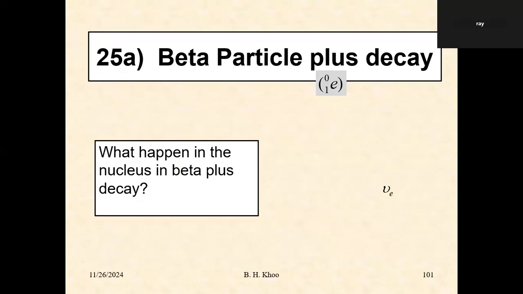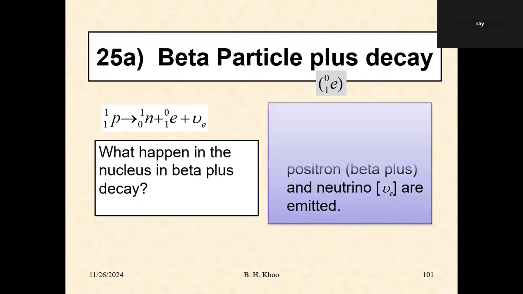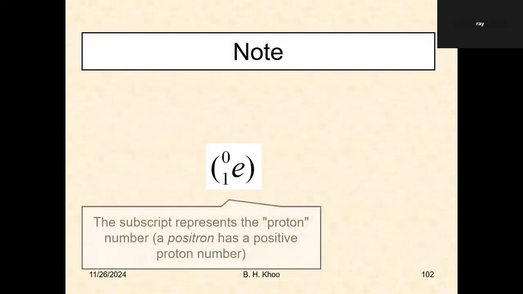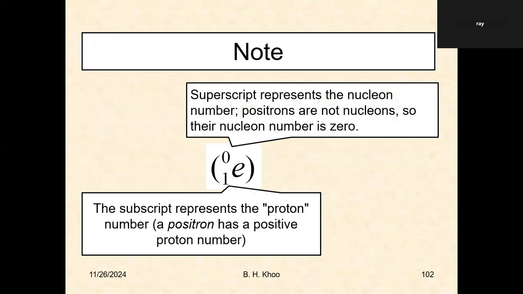What happened in the nucleus in the beta plus decay? We are just repeating. Proton changing to a neutron and a positron and an electron neutrino. Okay, there's the symbol for positron.